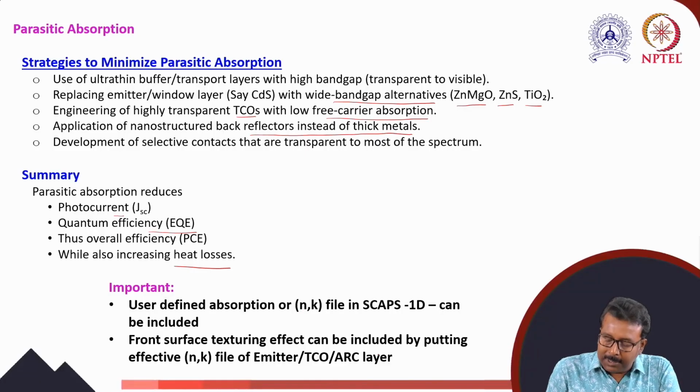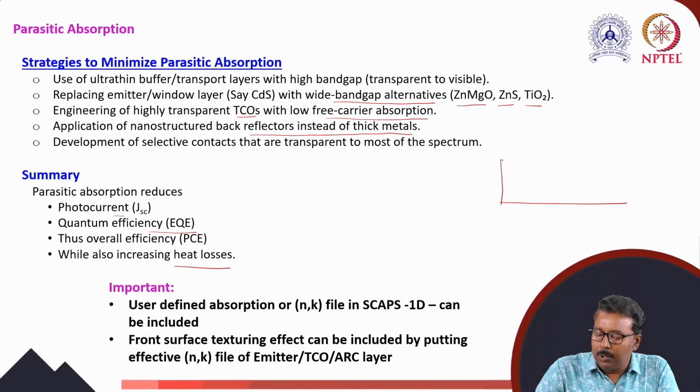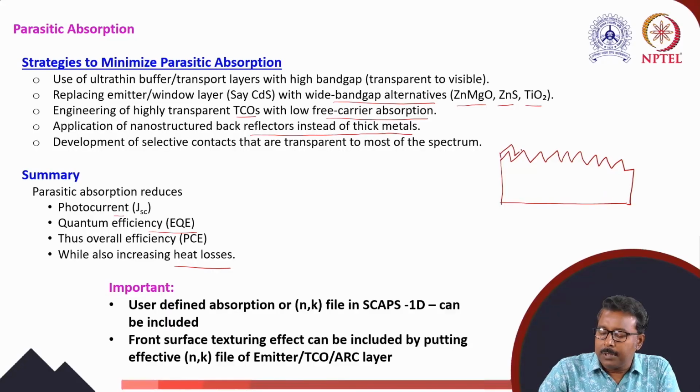And the front surface texturing effect is very important. You know, in a crystalline solar cell structure, we have shown you that the front surface is not planar; some textured surface is there. In the textured surface, all layers are in textured format, so emitter and absorber, whatever. So how can you include the effect of this texturing? Because the NK file of this material alone will not give you the effect of texturing. How can it be done?